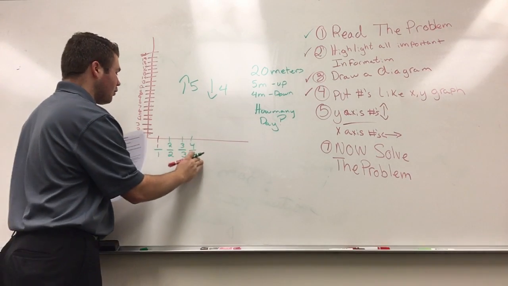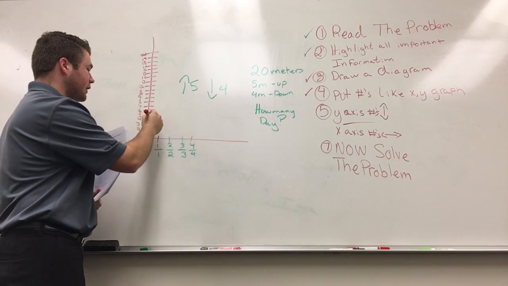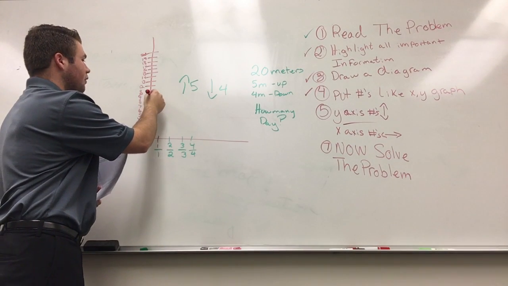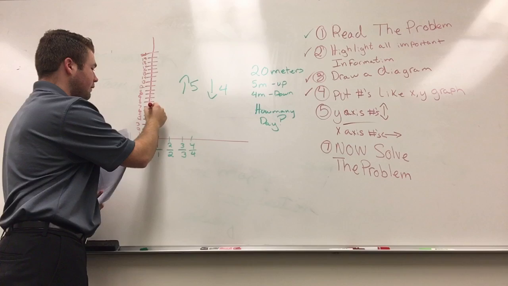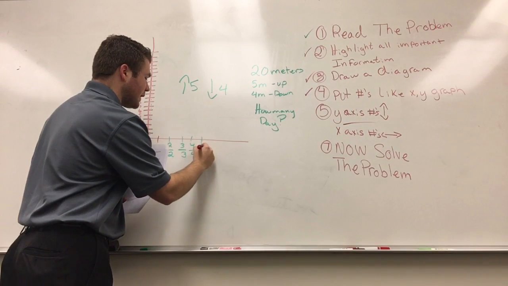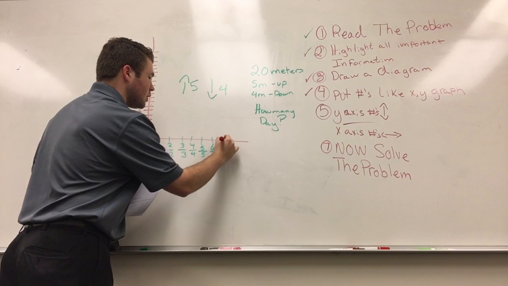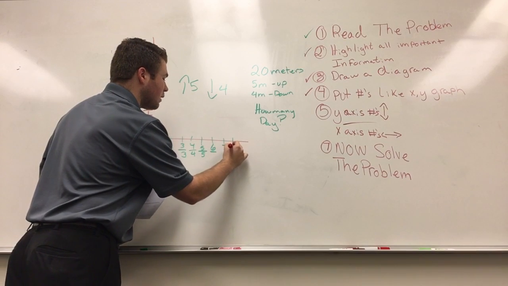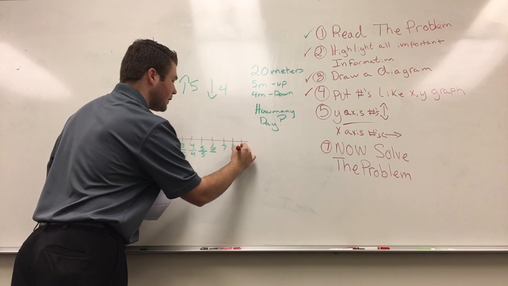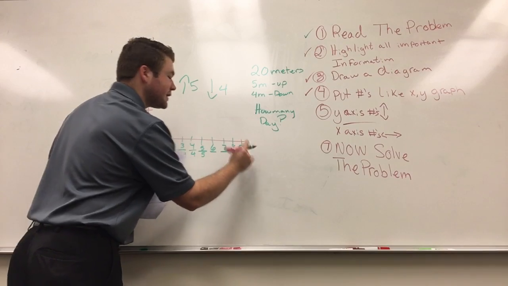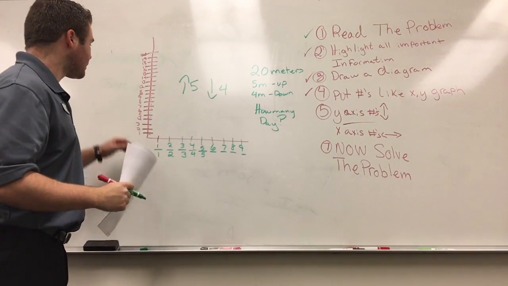Okay, so we ended at 4 this last time, so let's hit 5 now. You ready? 1, 2, 3, 4, 5. 1, 2, 3, 4. So at day 5, we're at 5 meters. Since we're not even close right now, let's put some more days up here. Let's just go up to day 9, just in case. We never know.